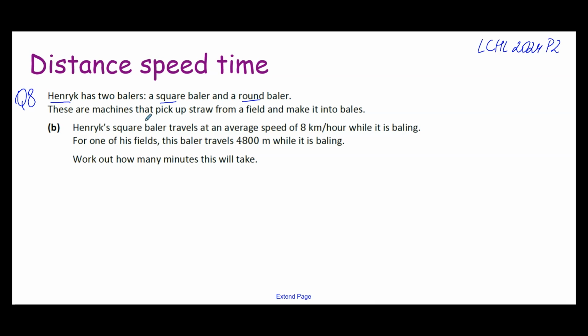So Henrik's square baler travels at an average speed of 8 kilometers per hour while it is baling. For one of his fields, this baler travels 4,800 meters while it is baling. Work out how many minutes this will take. How do we solve it?